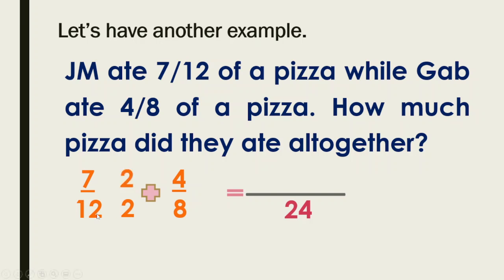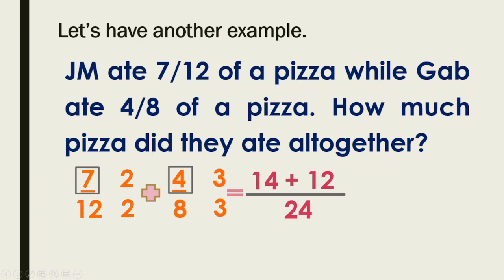So, since you multiply 2 to 12, 2 times 12 is 24, you will also multiply 2 sa numerator. 7 times 2 is 14. Yun yung equivalent fraction, di po ba? So, next. 8 naging 24. Why? By multiplying 3. 12 times 2 is 24. 7 times 2 is 14. Then, 8 naging 24 is by 3. Then, 4 times 3 is 12. So, carrying the sign, 14 plus 12 over 24.